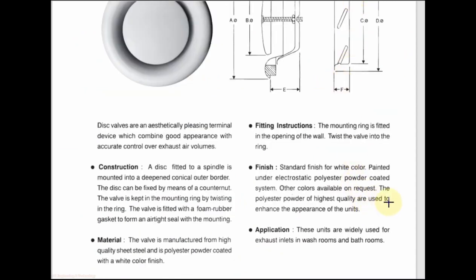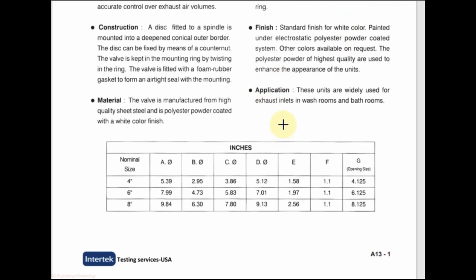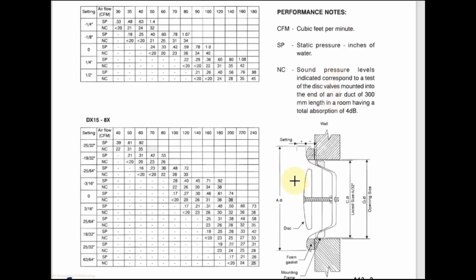Disc valve, where we use it and how to select. Disc valves are widely used for exhaust inlet in washrooms and bathrooms. The commonly used nominal sizes are 4 inch, 6 inch and 8 inch. The disc of the disc valve is fixed with a screw that is fixed with the body, and you can control the airflow and NC level, sound level, by rotating this disc.